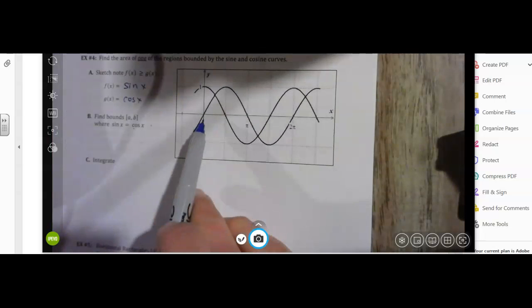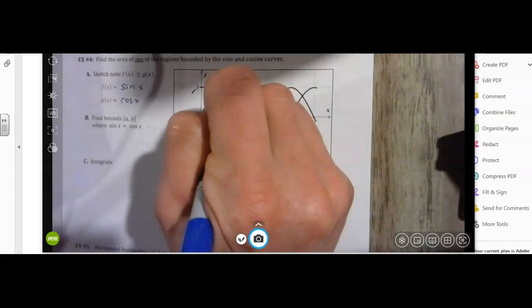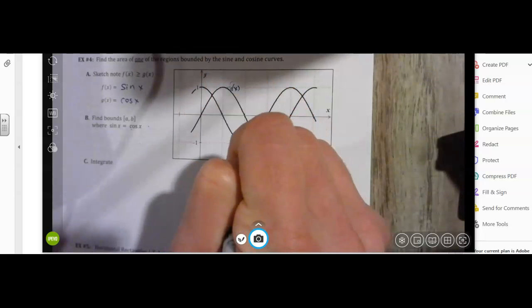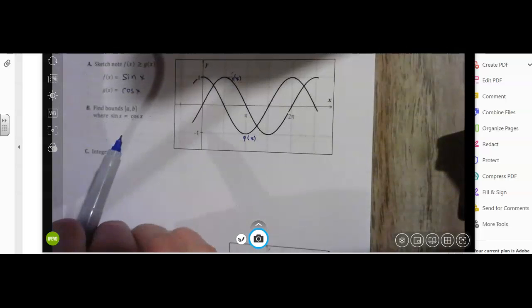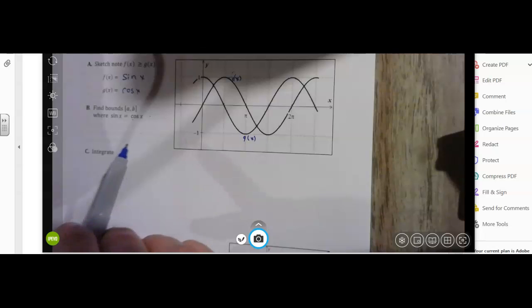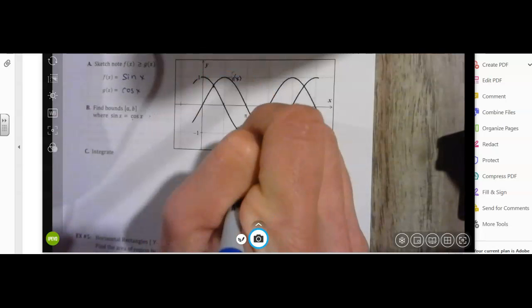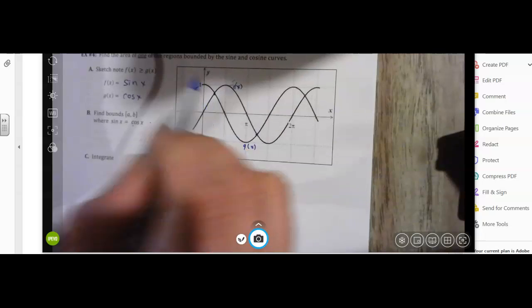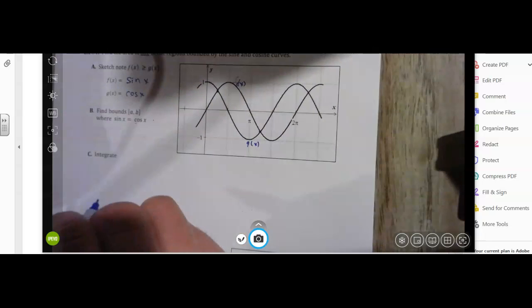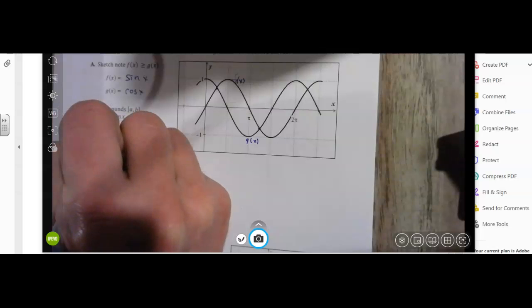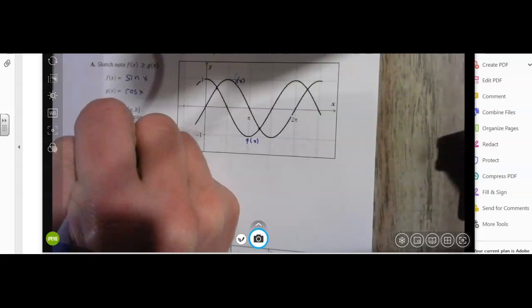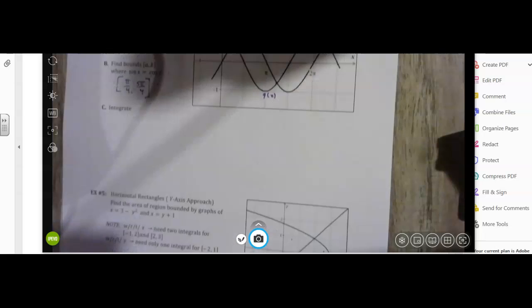Okay, so there's the sine x, this is f here, this is g here. Now find the bounds. So we're going to find the bounds where sine x equals cosine x. We can see that right here and right here. So it looks like pi over 4 and 5 pi over 4, but we knew that already from our study of trig, getting ready for the AP exam.